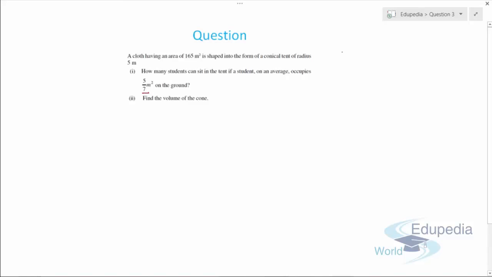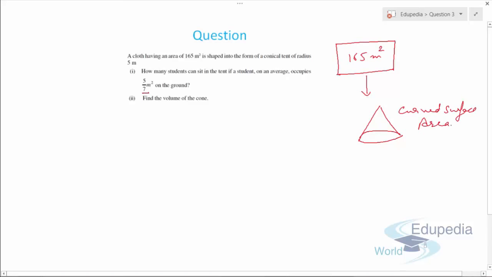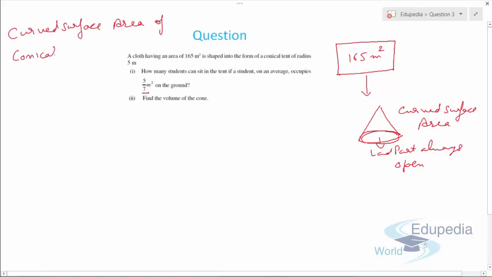Let's see how we can do this. First of all, we need to explain this question. Let's say we have a cloth like this and its area is given as 165 meter square. Now this cloth is converted to a conical tent like this. Whenever we have a conical tent, it's only the curved surface area, because the base part is always open. So we can write the curved surface area of the conical tent as 165 meter square.